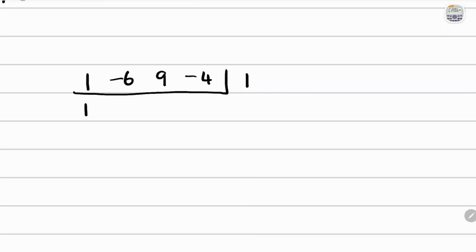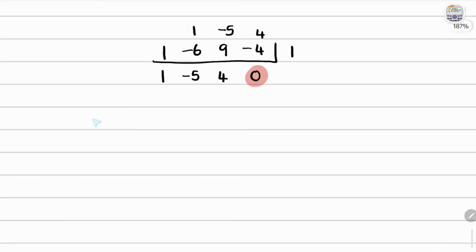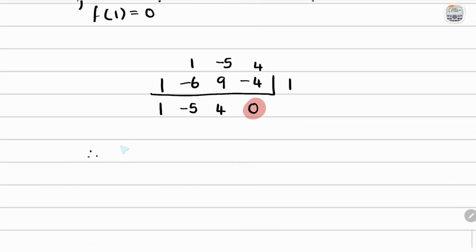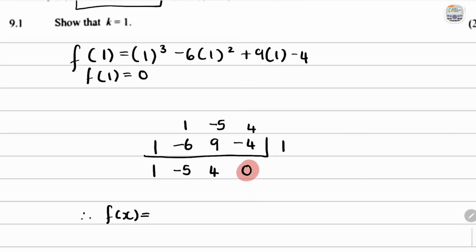So first we drag down 1. And then 1 times 1 is positive 1. 1 minus 6 is negative 5. Negative 5 times 1 is negative 5. Negative 5, and then this is a positive 9. So we're saying negative 5 plus 9, which is going to be 4. And then 4 times 1 is 4. And 4 minus 4 is 0. When you end up with 0, then you know that this is correct. So if we factorize f of x is equal to, we already had this as a factor.